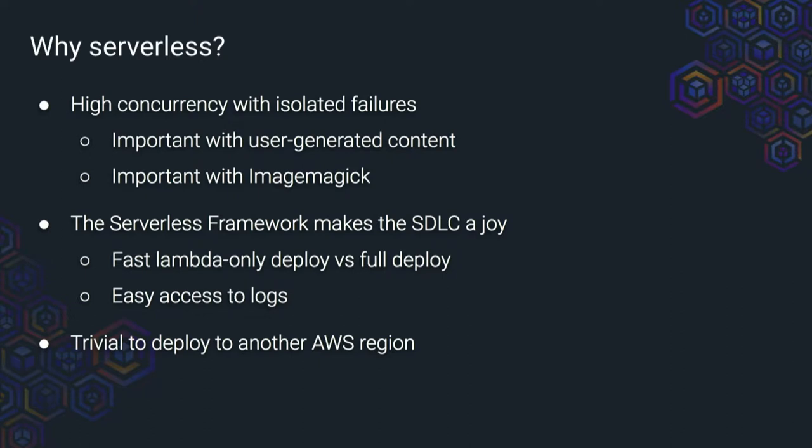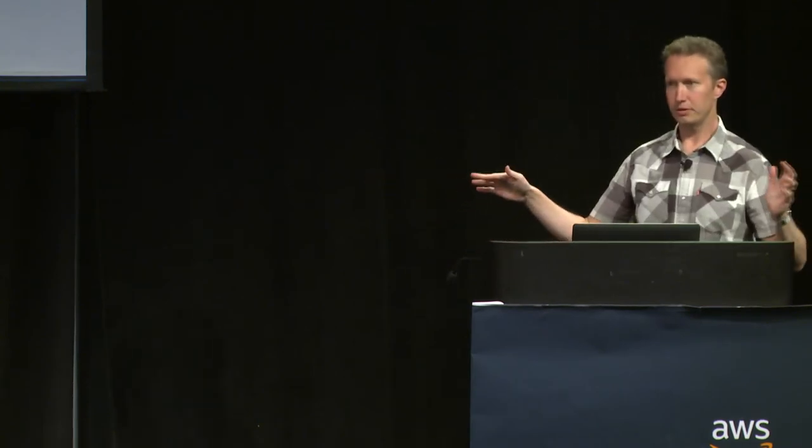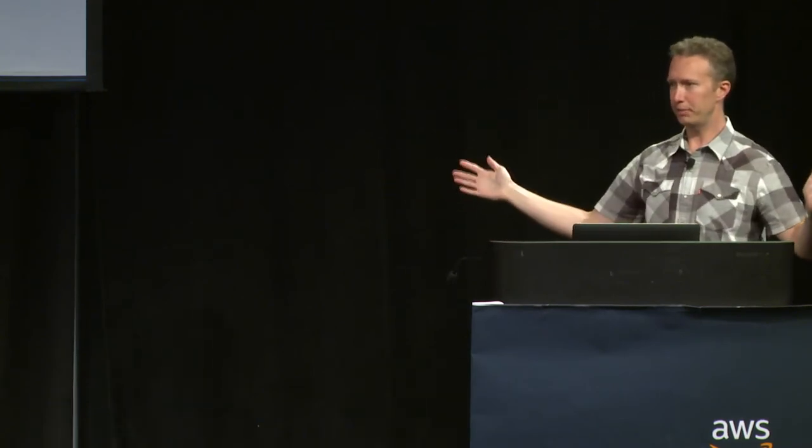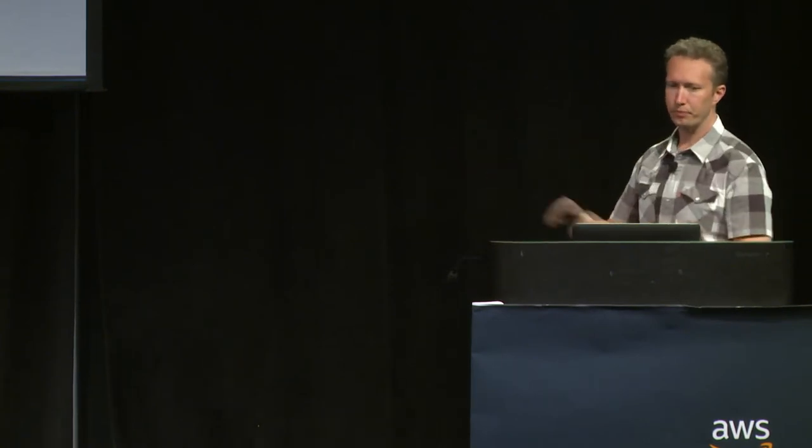So why did we want to use serverless for this? Because of the high concurrency constraints that we wanted to impose here, as well as the fact that we're handling user-generated content, we wanted a way to be able to isolate failures. With user-generated content, it is in fact possible to upload an image that hangs ImageMagick. You want to be able to detect that and not have that take down your entire service. And with Lambda, each invocation is happening separately, and any one of those can have issues and not affect any of the others.